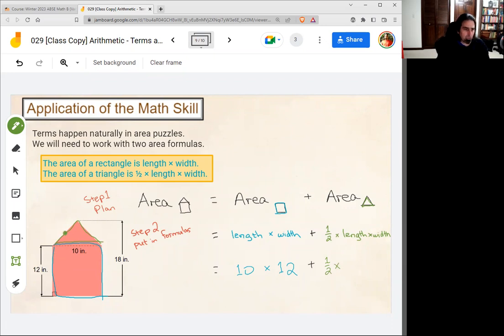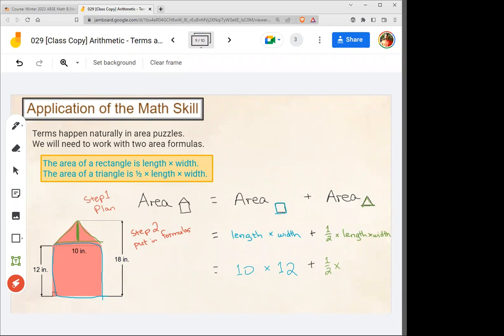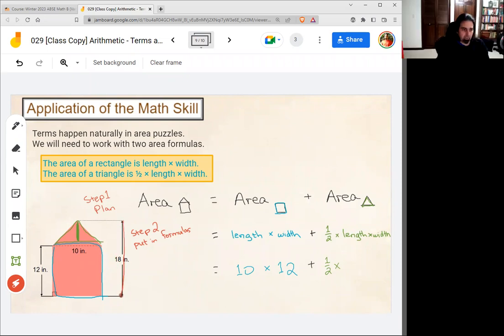And for the triangle, I need the height of my triangle. How tall is that line? It's trying to trick me, but I can figure this out. Anyone see it before I spoil the answer? It's not 10 plus 12, right? Or is it 18? The 18 goes all the way from the ground to the top of the roof. I just want the roof part.